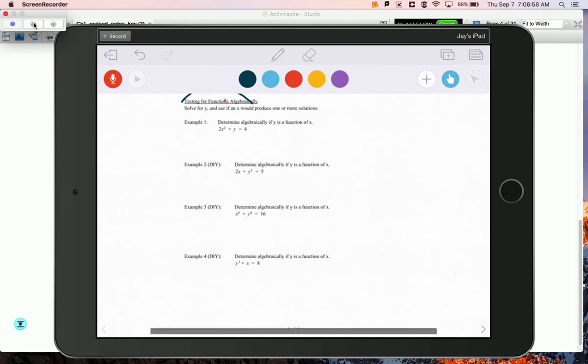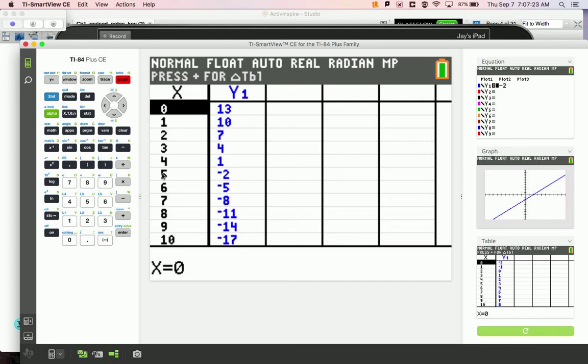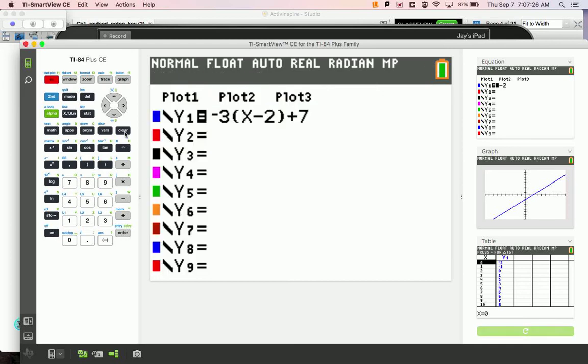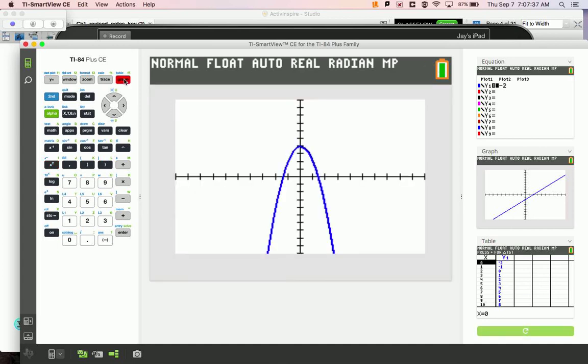So in this next example, we're going to look at graphing some of these and seeing what happens with the picture. To graph these, we're going to need to do a y equals equation. So simply move your 2x squared over here, and you have y equals 4 minus 2x squared. So I can go to my graphing calculator, and I can type in the equation y equals 4 minus 2x squared. And if we look at the graph, you can see we have an upside down parabola.